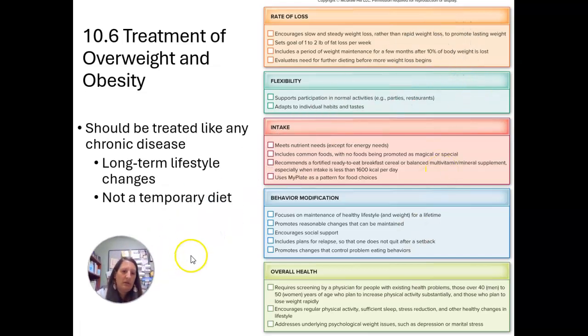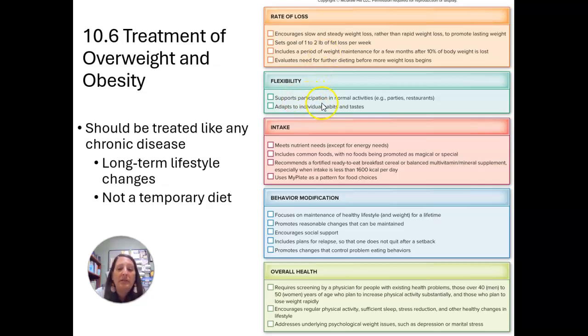So, treatment of overweight and obesity. These should be treated like any other chronic disease. It shouldn't be a short-term fix. They need to be long-term lifestyle changes. So temporary dieting is not going to work. Rate of weight loss is going to be important. A plan that encourages slow and steady weight loss of 1 to 2 pounds per week is more sustainable.